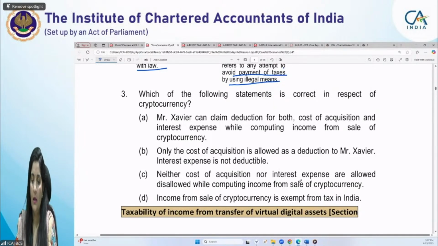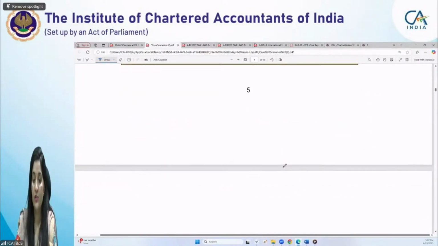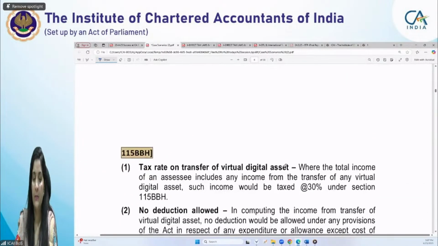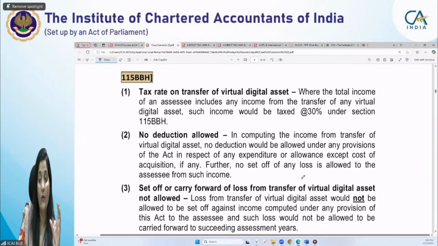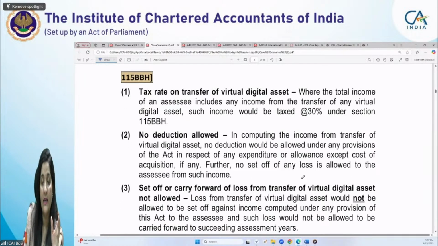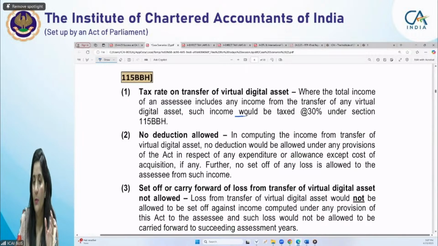As per the VDA concept given in section 115BBH. BBH में दिए हैं. What BBH says कि the income, whatever be the income arising from virtual digital asset, would be taxable at the rate 30%. Straightforward 30% लगेगा यहाँ पे. Okay. And no deduction will be allowed except cost of acquisition. Except cost of acquisition. ठीक है.